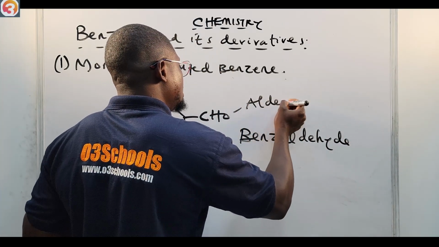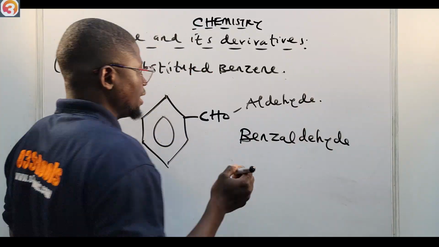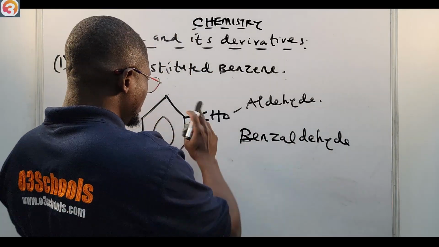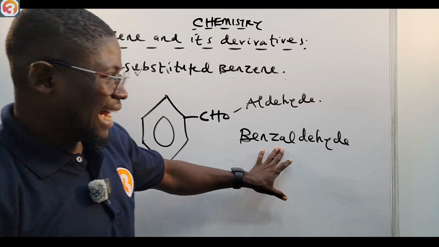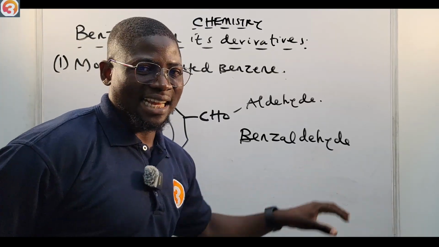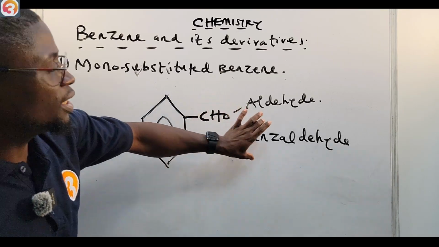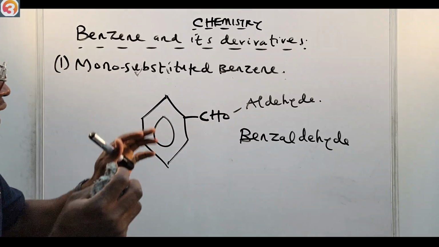So if we have an aldehyde functional group attaching itself to a benzene ring, we call it benzaldehyde. I'll go over it again. I have a benzene ring, aldehyde functional group, we call this a benzaldehyde.